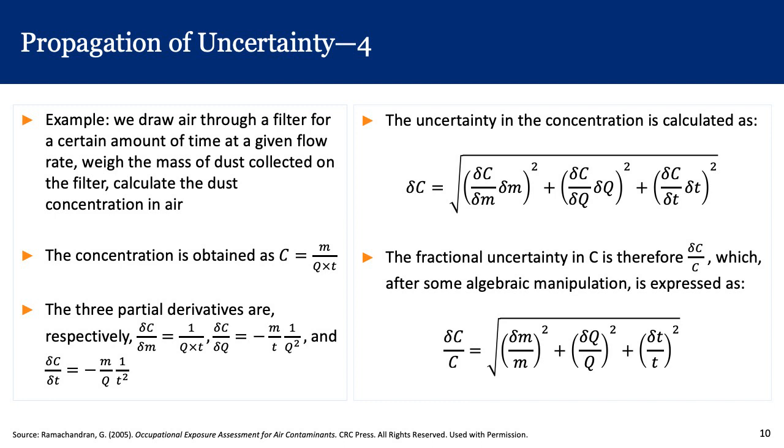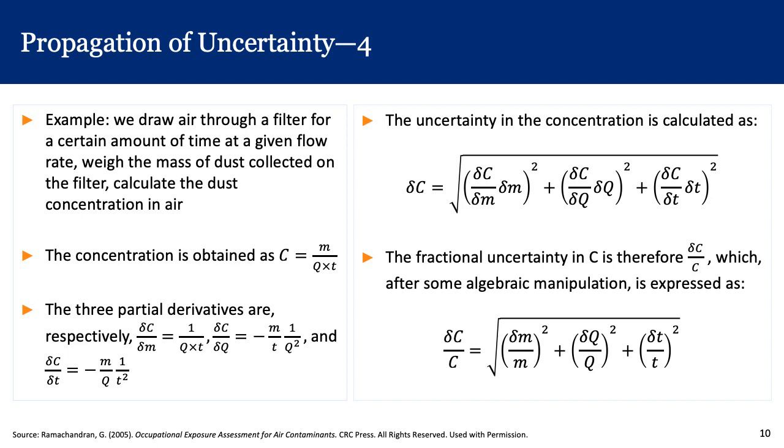In our example, we're drawing air through a filter for a certain amount of time at a given flow rate and weighing the mass of dust collected on the filter. We are then going to calculate the dust concentration. So the concentration of the dust is obtained as C equals the mass of dust M divided by Q, which is the flow rate of air through the filter, times the amount of time that we are doing this sampling for.